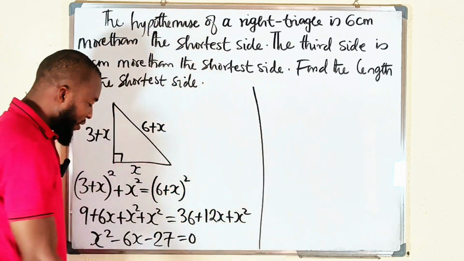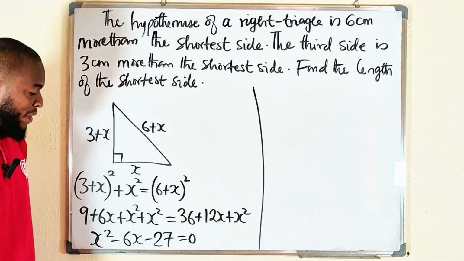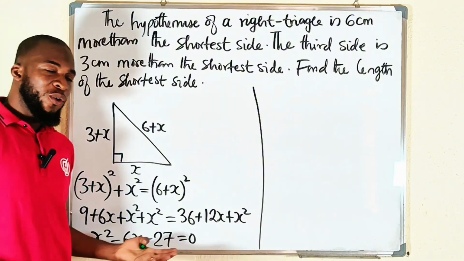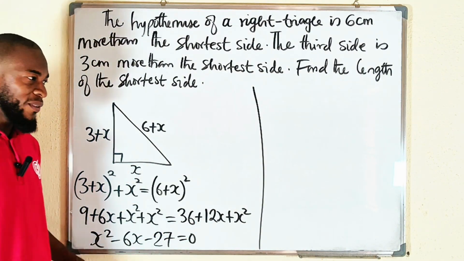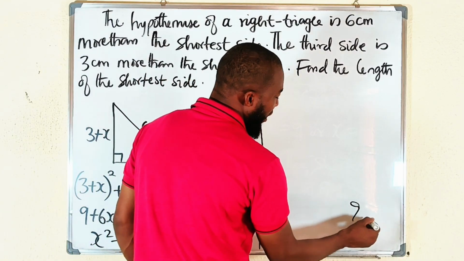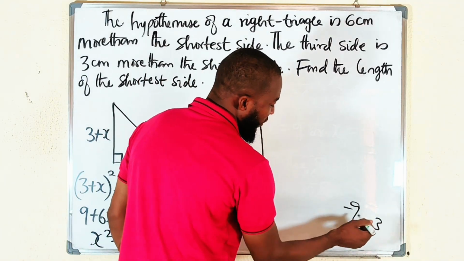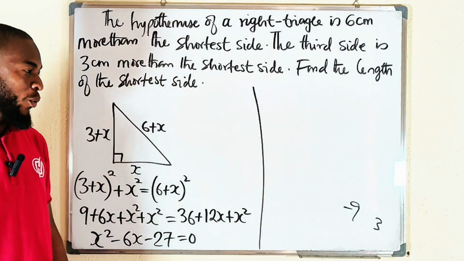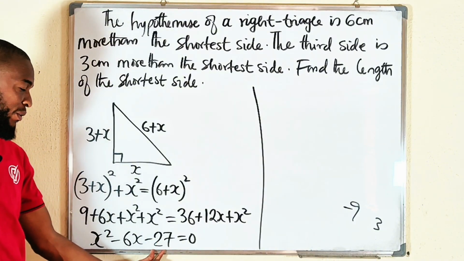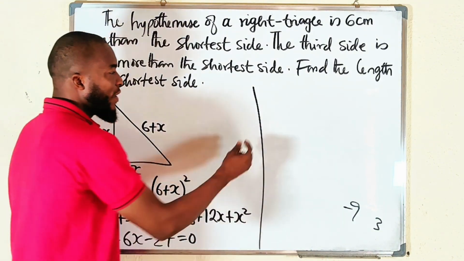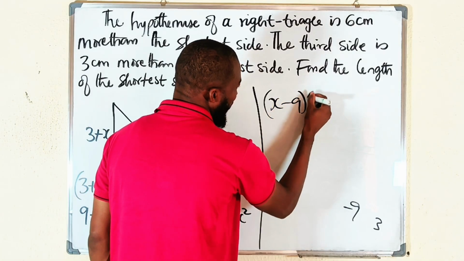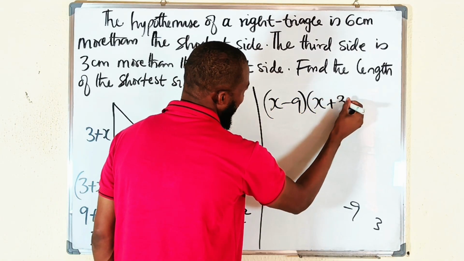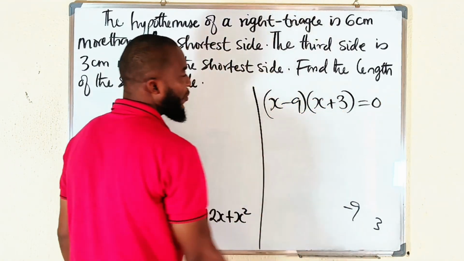Now we have a quadratic equation, x squared minus 6x minus 27. Two numbers you can multiply together to get negative 27 and add to negative 6 are 9 and 3, right? But which one is negative? Negative 9, positive 3. If you multiply, you get this. If you add, you get this. So to factorize this, we have x minus 9 multiplied by x plus 3, everything equal to 0.